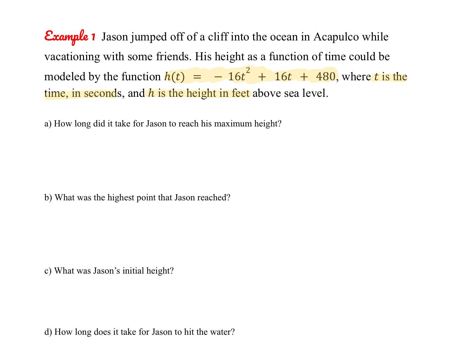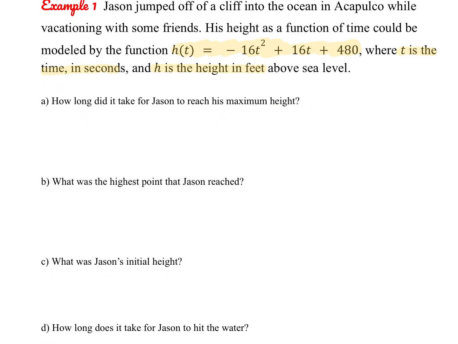So in this case, our x-axis represents the amount of time that has gone by. So this first one says, how long did it take for Jason to reach his maximum height? The first thing we need to do is identify what they are asking us to find. If you ever see the word maximum or minimum, we know that this is going to involve the vertex. And since it's asked how long, we know that time is in reference to our x-axis or our input. So they're asking us to find the x value of the vertex.